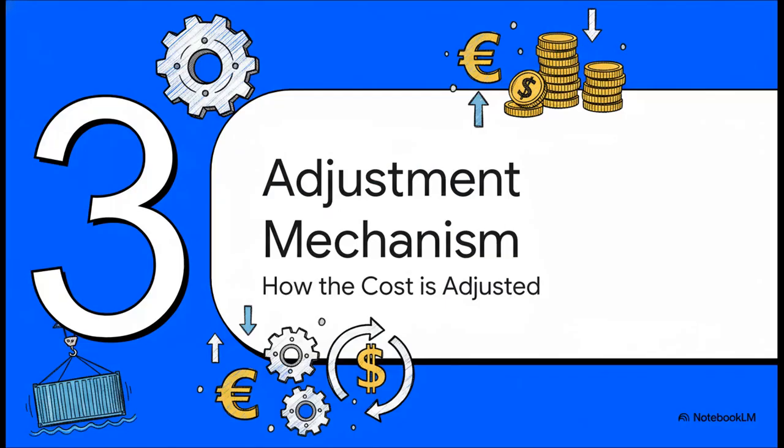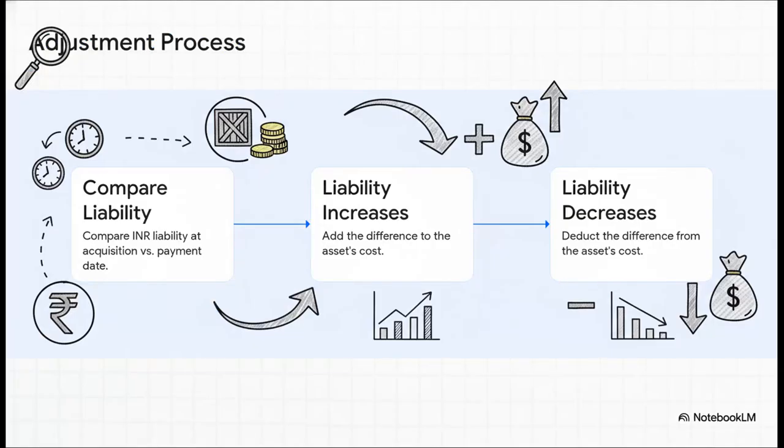Okay, let's get into the nitty-gritty. How does this cost adjustment actually work on your books? The process is actually pretty logical. You start by calculating what you owed in rupees on the day you acquire the asset. Then you calculate what you actually paid in rupees on the payment date. It's a two-way street. If the rupee weakened and your liability went up, you add that difference to the asset's cost. But if the rupee strengthened and your liability went down, you deduct that difference.